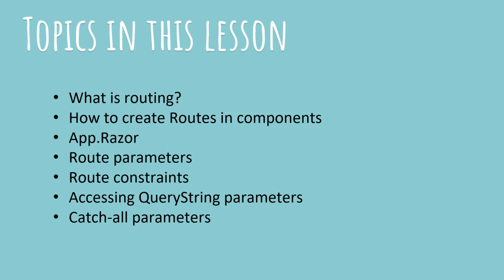In this video, we'll be learning concepts like what is routing, how to create routes in components, and App.razor. This is a very important file. It's the beginning of your Blazor project and it has some routing code. I will be explaining what that code does. Then you've got route parameters, route constraints, and then how to access query string parameters in your Blazor application. And finally, I will be talking about catch-all parameters and how to set them up. So let's get started right away.